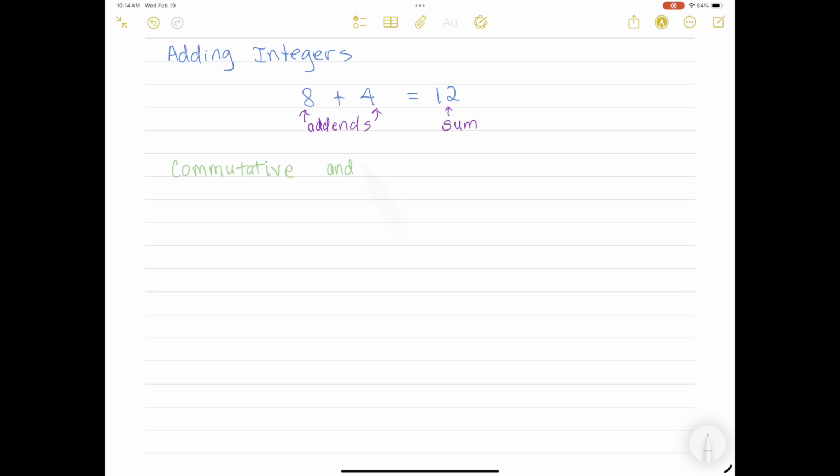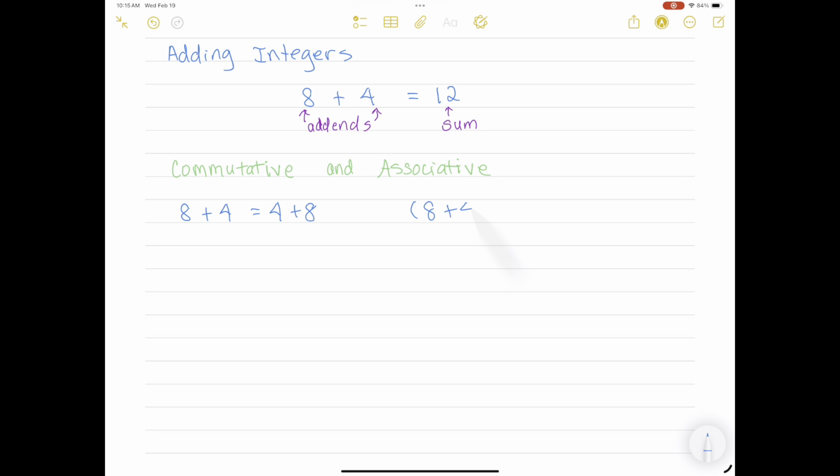Commutative and associative hold for addition. What this means is when you are adding two numbers, like 8 plus 4, it doesn't matter if you add them as 8 plus 4 or 4 plus 8. They both equal the same number, 12.